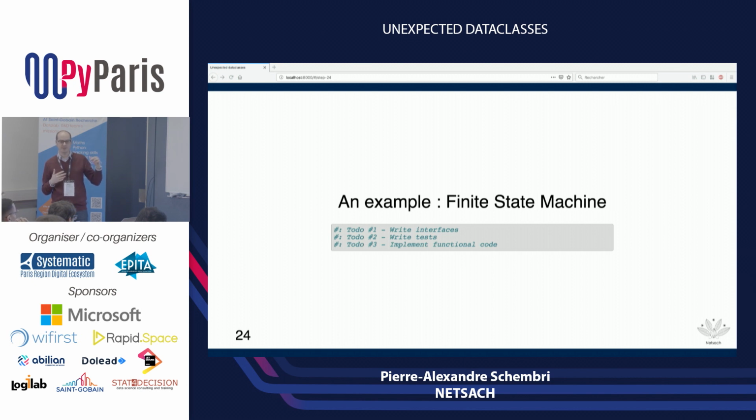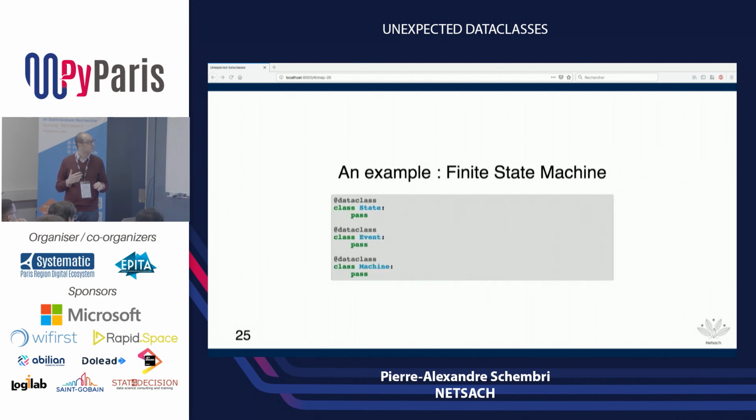Dataclasses will help you write the interfaces. So we have a state machine. Let's create some data structures. We have a state in which the machine will go. We have events that will act as possible transitions to go from one state to another. And we have a machine that will run some tasks in some state.